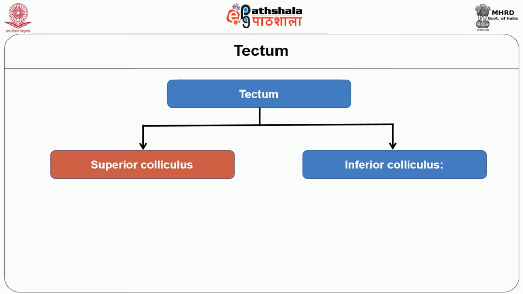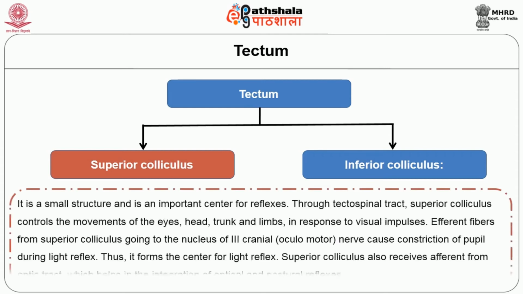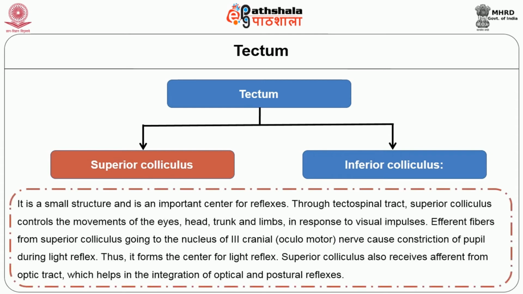Tectum is again formed by two structures. Superior colliculus, which is a small structure and an important center for reflexes. Through tectospinal tract, superior colliculus controls the movement of the eyes, head, trunk and limbs in response to visual impulses. The efferent fibers from superior colliculus going to the nucleus of third cranial oculomotor nerve cause constriction of pupil during light reflex. Thus, it forms a center for light reflex.